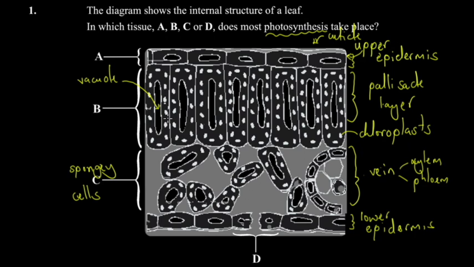It's called the palisade layer. Okay, so it's B. B is our answer here. So the B layer, that's the palisade layer, and that's the answer that you're looking for. But what you should be focusing on, at least in general, with this diagram, is each and every part.